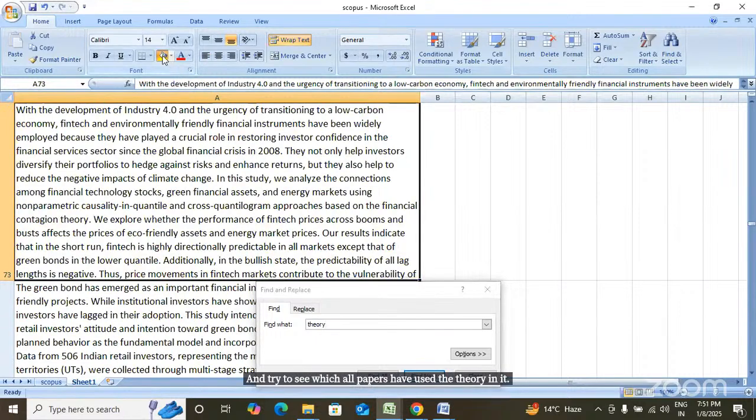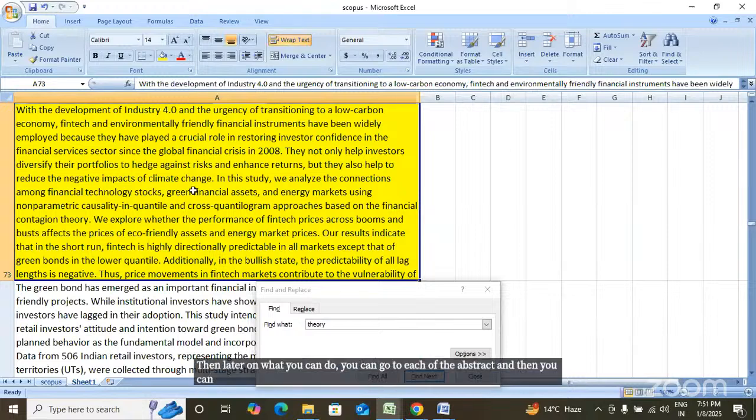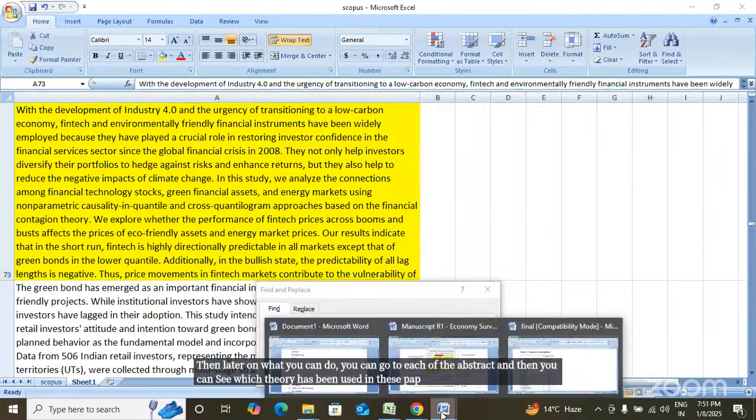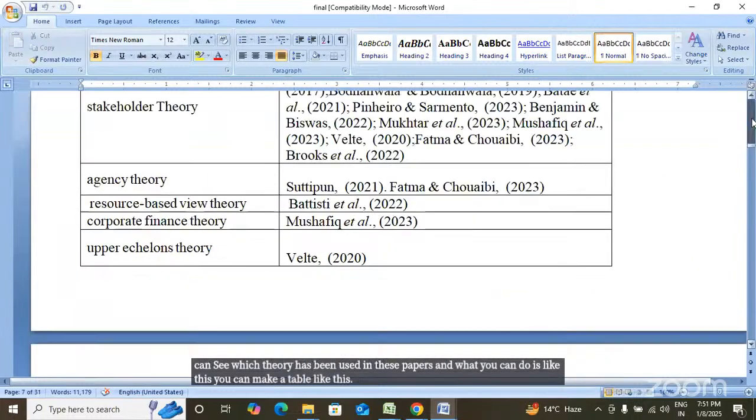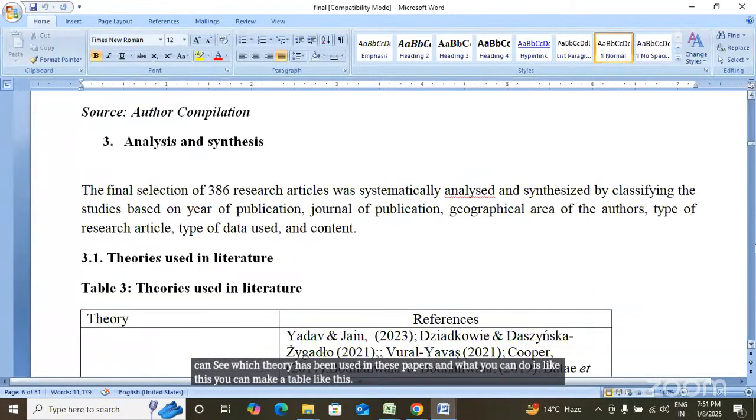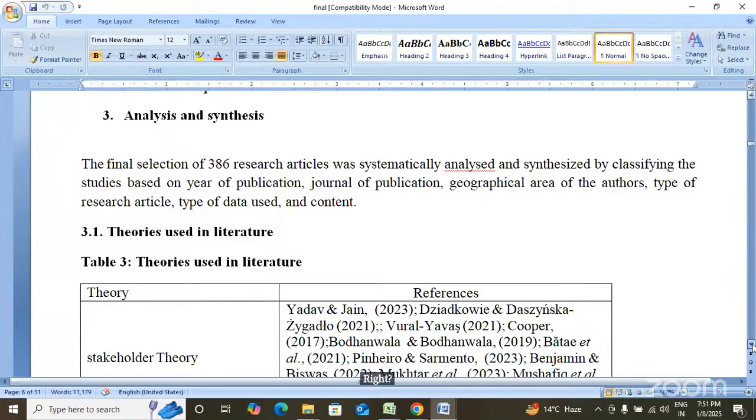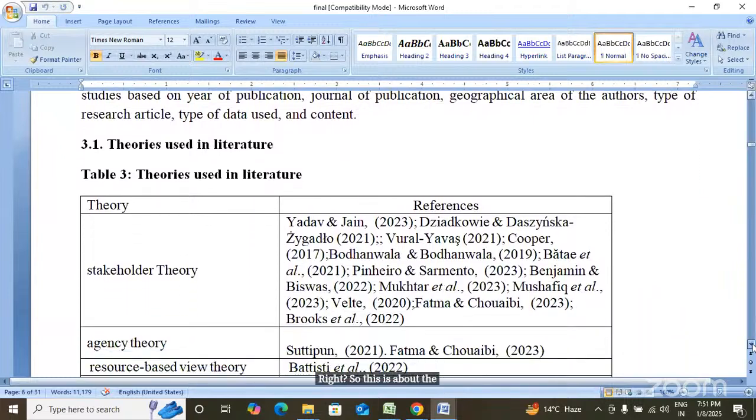So you just mark it yellow, and once you have finalized all this, you can go to each of the abstracts and see which theory has been used in these papers. And you can make a table like this, right? So this is about the theories that have been used in the different papers, right?